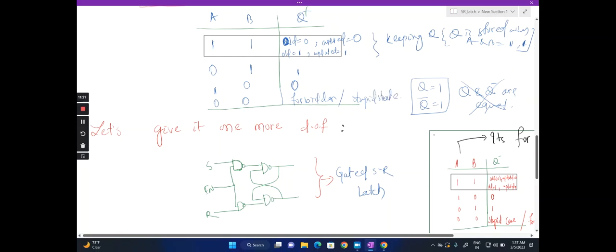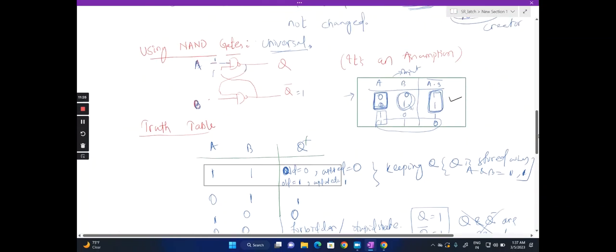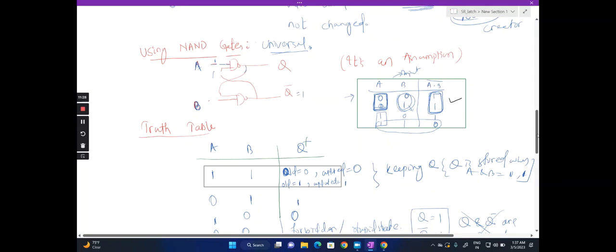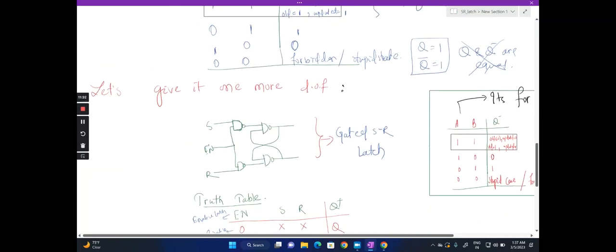So we have seen the circuit with two NAND gates and two inputs A and B, Q and Q bar. Let's give it one more degree of freedom called enable. One is S, one is R, and one is enable. Degree of freedom means one more input. So this is the circuit for a gated SR latch.